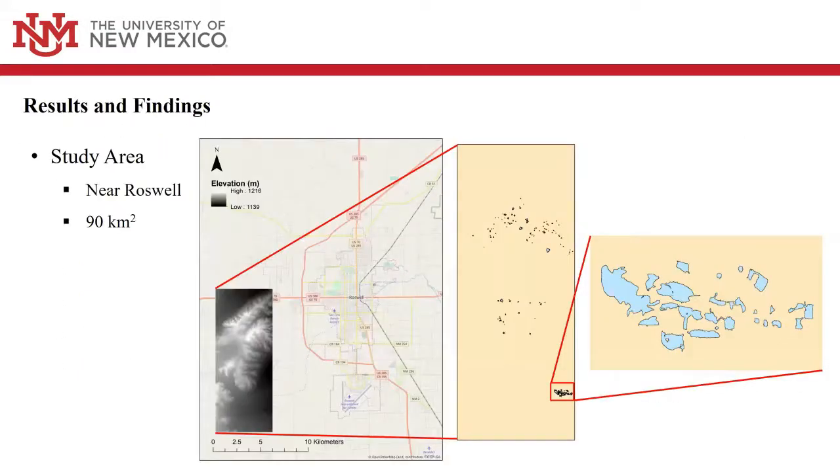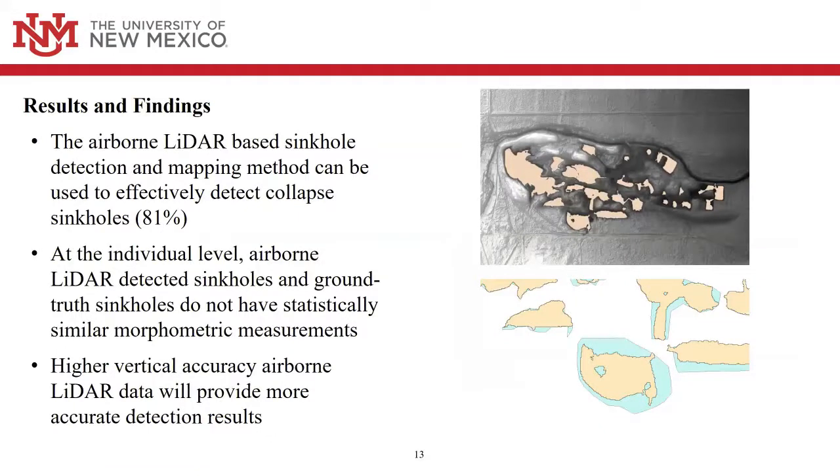So, just some preliminary results. Here's our study area near Roswell. On the west is about 90 square kilometers. Some of the findings are that the airborne LiDAR-based sinkhole detection and mapping method can be used to effectively detect collapsed sinkholes. We get about 81% accuracy, but this is at the group level. We consider all the sinkholes together.